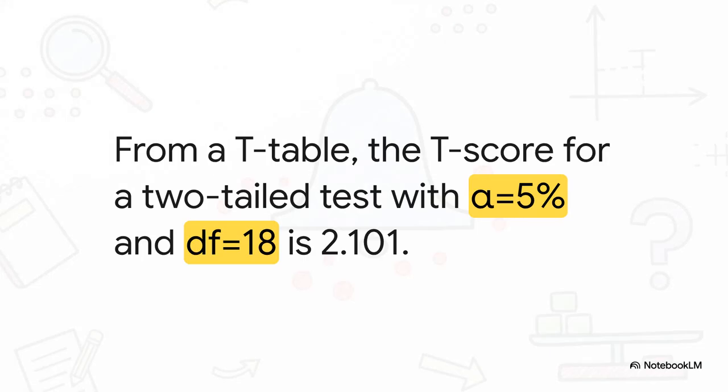Step 3. Let's find that critical t-score, our line in the sand. We just need to look it up on a t-table using our two numbers, 18 degrees of freedom and a 5% alpha level. And since a confidence interval has both an upper and a lower limit, we're doing a two-tailed test. We look that up and we get our t-score, 2.101.